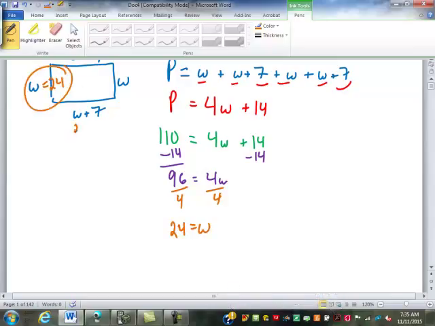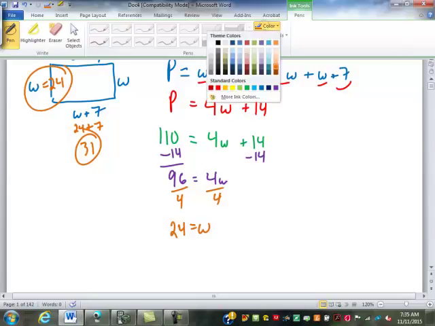The length is 24 plus 7, or 31. And if you added those up, it would add up to 110. You can double check it.